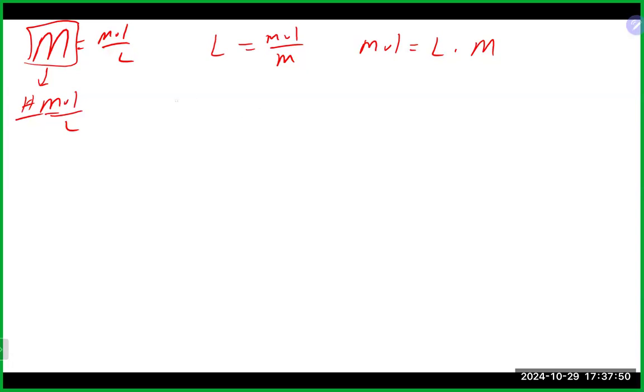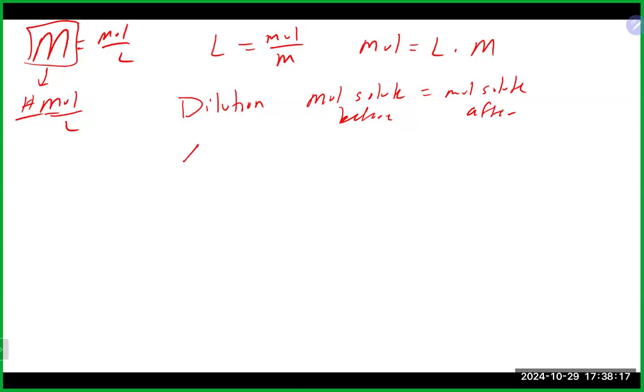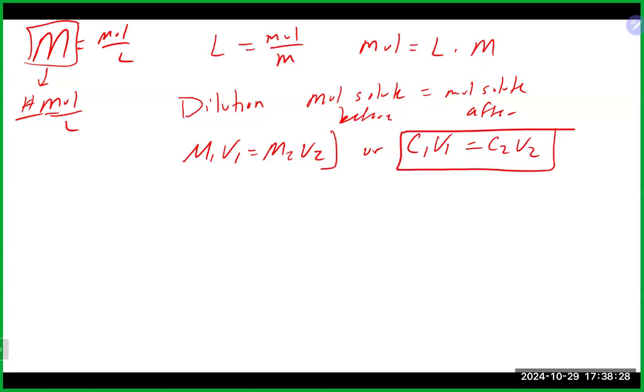We talked about dilutions as well, I think. And dilutions are when we add more solvent. A lot of times that is water, but water doesn't always have to be the solvent. It can be other things. But when we do a dilution, because we're only adding solvent, the moles of the solute before and after the dilution will basically remain the same. And there is a dilution equation, which is M1V1 equals M2V2, or if you want to use a more generic one, C1V1 equals C2V2, where C is concentration, V is volume, M is molarity, and V is volume.